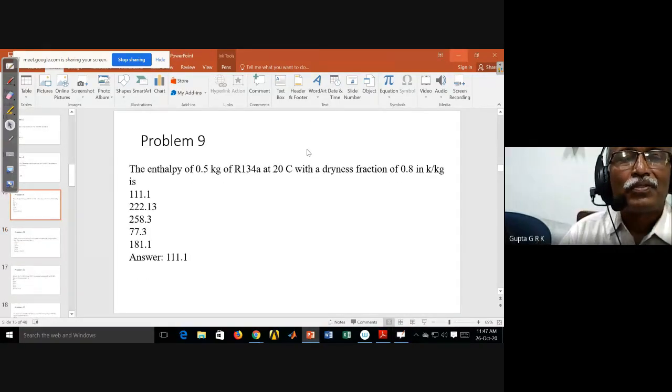So the enthalpy of 5.5 kg of R134a at 20 degrees centigrade with a dryness fraction. Again, the same thing. Only you have to go to the R134a tables, and in the temperature table at 20 degrees centigrade, you have to see the enthalpy hf and hfg, and the dryness fraction is given. You can find out.